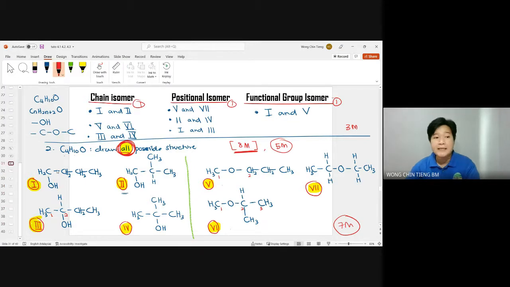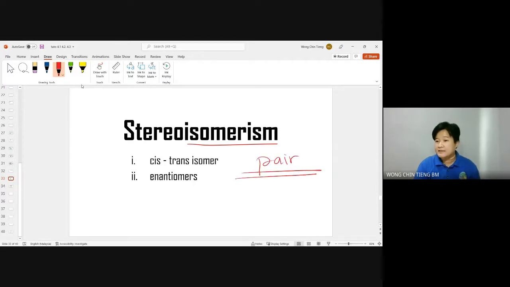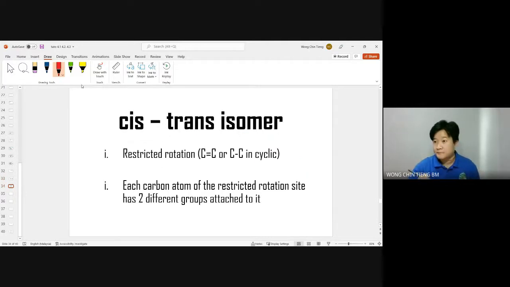Cuba lukis yang lain. Saya nak masuk kepada stereo. Okay, a bit of stereo. Saya nak ajar dulu so that you can do your exercise. And then on Friday, we can discuss the question that you cannot do. Okay, cuba buat dulu. So, stereo have 2 types. Your cis-trans isomer and enantiomers. Okay, 2 types and we are going to learn both. And before I move on, they are also isomer. Therefore, they must also coming in the form of pair. Dia kena datang sepasang, jawapan kamu adalah sepasang. As always, because it's isomer.